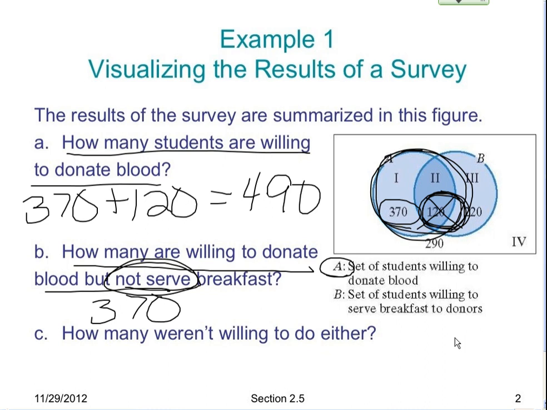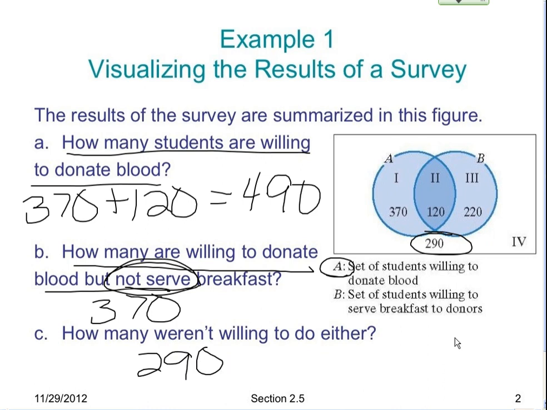And the last question, how many were not willing to do either one? Well, if you don't donate blood, if you don't serve breakfast, you have to be outside both of those circles. And there are 290 students that are outside of both of those circles.